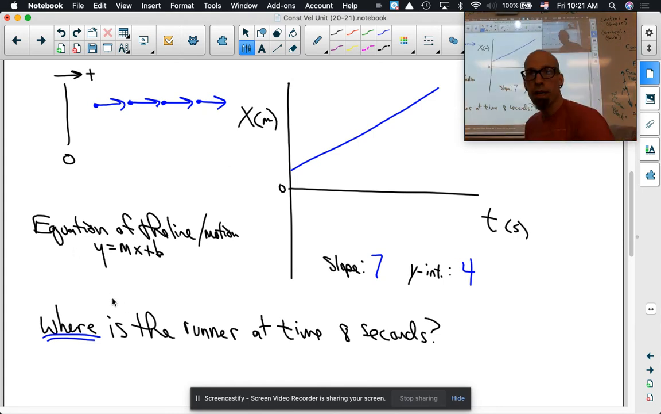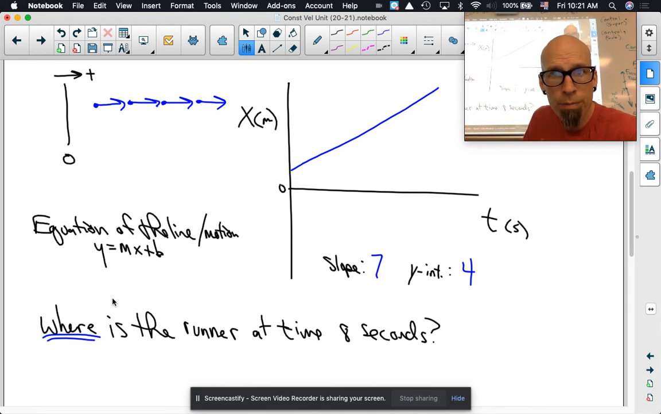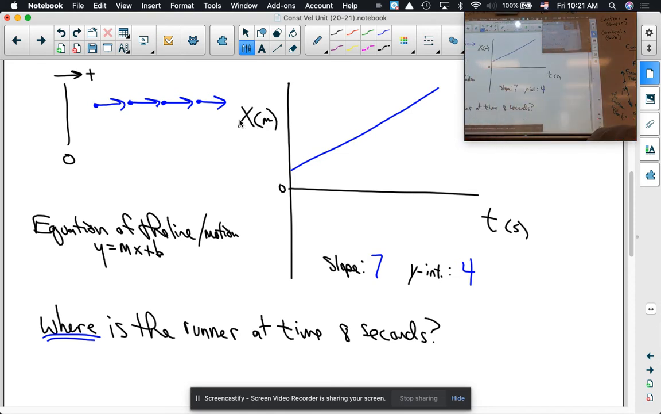Equation of motion. Again, y equals mx plus b. What is the y variable? Position. You could use x as the symbol, but I'll use the word position because that's what we've been doing. Position equals, what's the slope? Well, I told you the slope. It's 7. 7 what? Well, 7 meters for every second, times what? What's the x variable? Time.